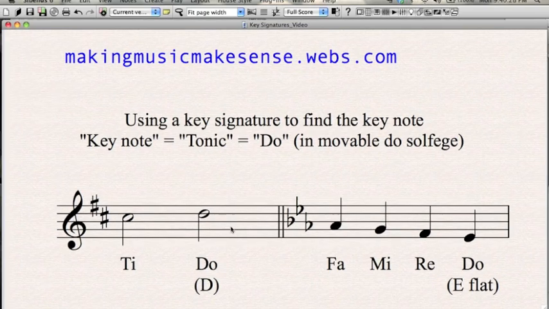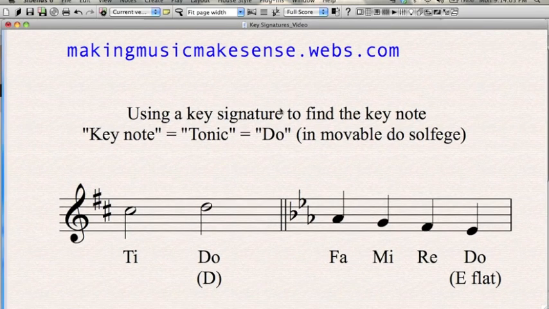You're watching this on YouTube or via the makingmusicmakesense.webs.com website, and we're going to look at how to use a key signature to find the keynote or the tonic or the do of a major key or major scale. The keynote or the tonic or the do, if you're using movable-do solfege, all means the same thing. It's the home note of any scale or key.